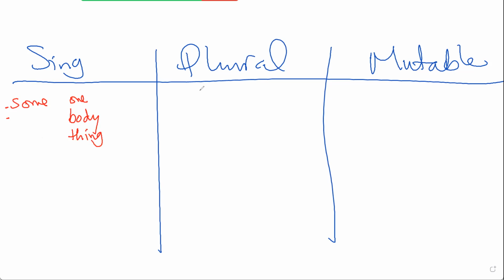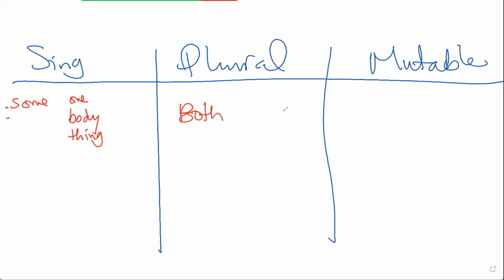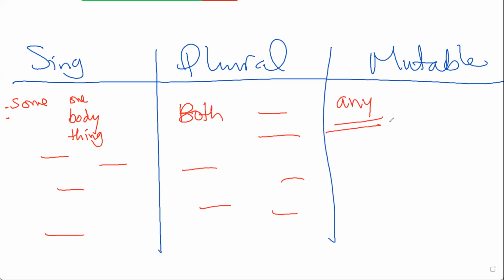Plural, what can I write here? Back to the book. Still remember? Several, many, both, ones, others, few. What can I write here? Both, maybe. And you're going to fill in the rest, all the words that we have discussed. Mutable, what can I write here? Who still remembers? Any. Still remember the song? So you can write them here.